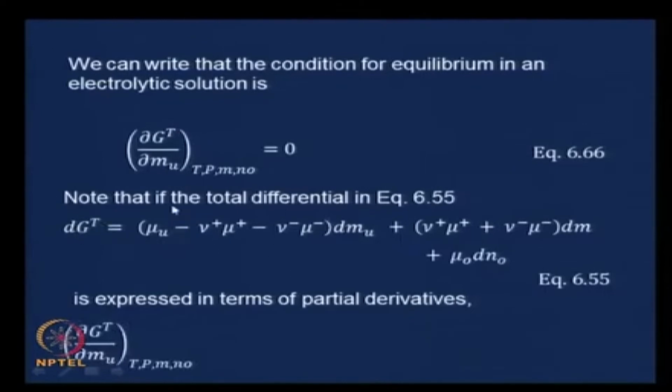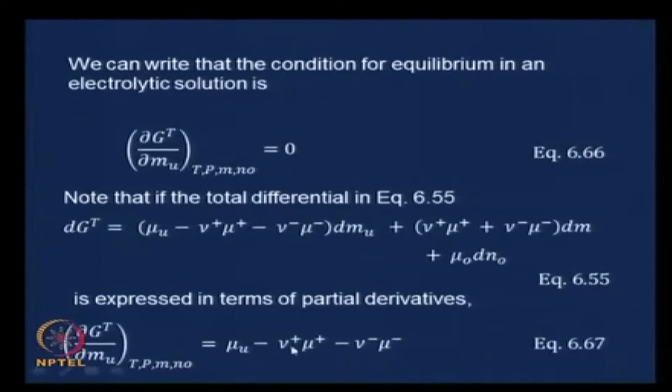Therefore, this would be dou Gt by dou mu at constant other things. I am not going to mention the constants here. Dou Gt by dou mu dmu, dou Gt by dou m dm, dou Gt by dou n0 dn0. Therefore, dou Gt by dou mu at constant T, p, m, n0 is nothing but this term, mu_u nu_u minus nu_plus mu_plus minus nu_minus mu_minus. Let us call this equation 667, and now we know where we are getting at.